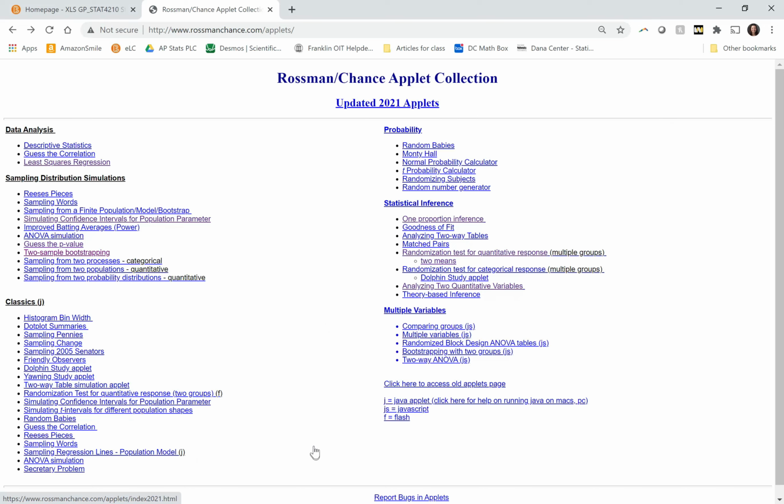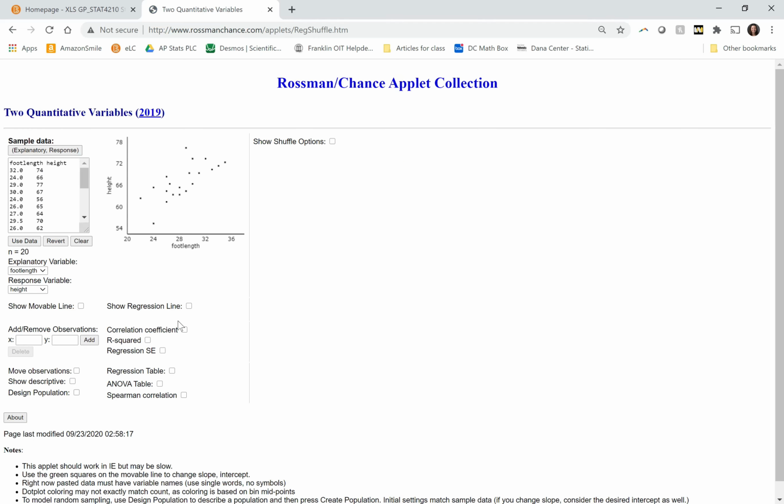So we're going back to the Rossmann chance applets. This time we're going to do the one that says analyzing two quantitative variables. I'm going to clear this out and copy paste in my data. When I copy paste from JMP, a lot of times the headings get lost, so I'm going to add those in. Square feet was the explanatory and price was the response. And I'll click Use Data.